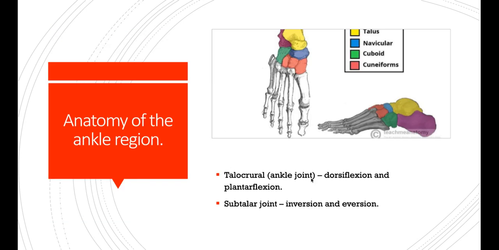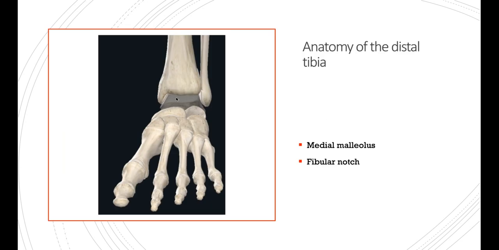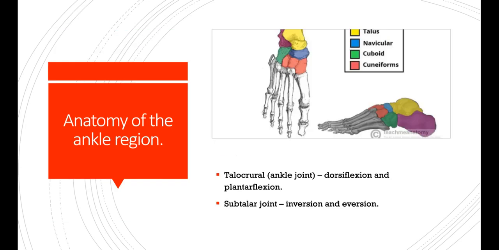So the talocrural joint is formed by the superior aspect of the talus and the tibia and the fibula, all forming this ankle joint. And this allows dorsiflexion and plantarflexion of the foot. Plantarflexion is where the toes point into the ground, and dorsiflexion is where the toes point upwards.